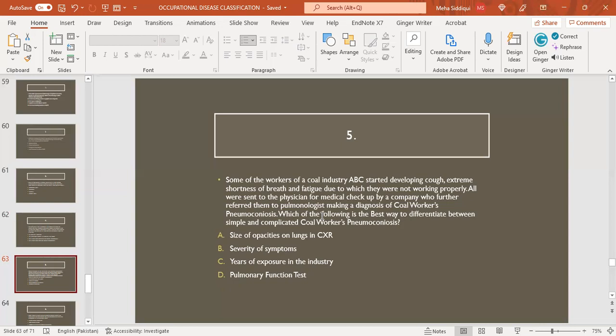A is the right answer. Although all can be used to differentiate, however, size of opacities on chest X-ray is the very best way to differentiate. As I have told, in simple one we have less than 1 centimeter opacities in chest X-ray, while in complicated type we have greater than 1 centimeter opacities.